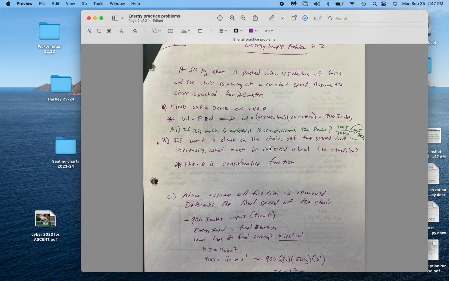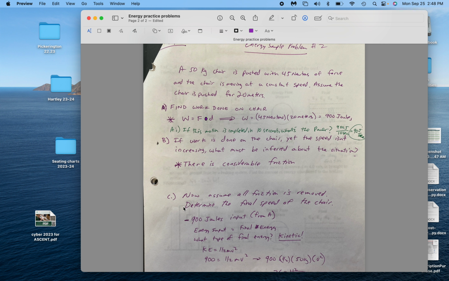So if the motion is completed in 10 seconds, what's the power? Well, 900 joules divided by 10 seconds is 90 joules per second. So that's 90 watts. Power is the rate at which energy is transferred, so you would have 90 joules per second or 90 watts. Part B is asking if work is done on the chair, yet the speed isn't increasing, what must be inferred about the situation? Probably that there's considerable friction.